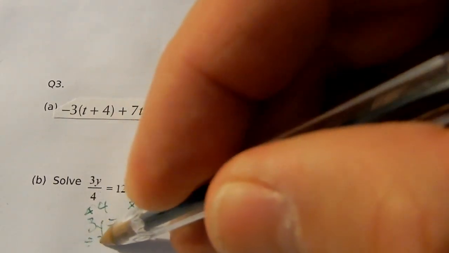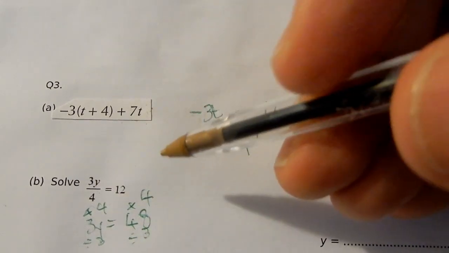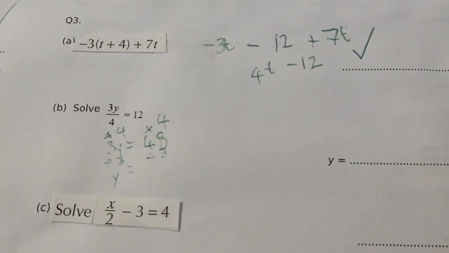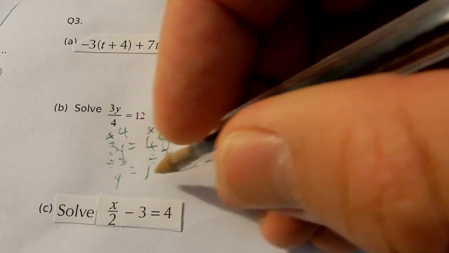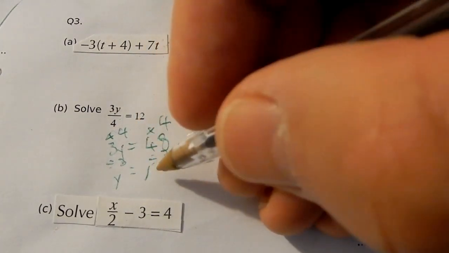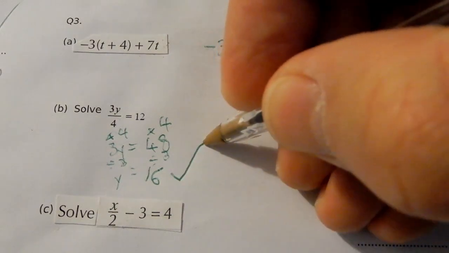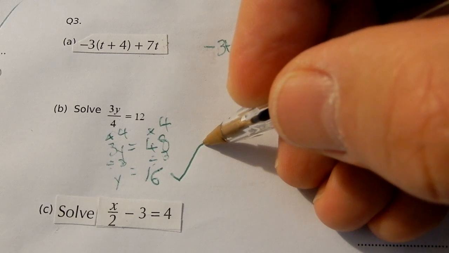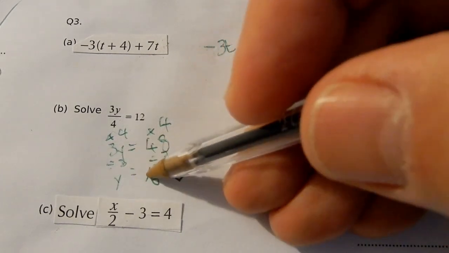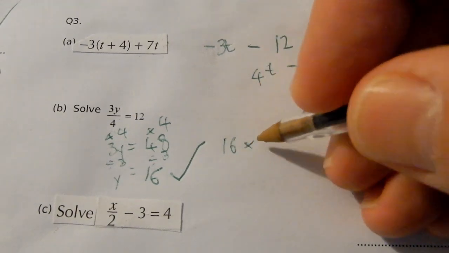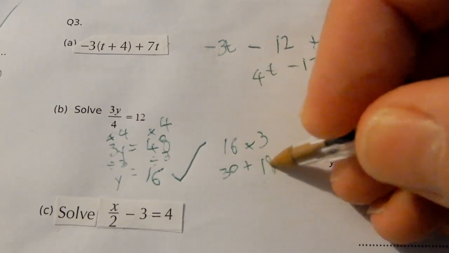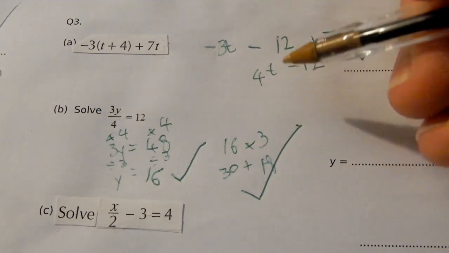Now I've got to divide by 3 both sides here. And so I end up with y equals 48 divided by 3. 48 divided by 3 is going to be 16. Yeah, 16. Let's check: 16 times 3 equals 30 plus 3 times 6. 3 6s are 18. That's 48. It does work. Okay, here we go.